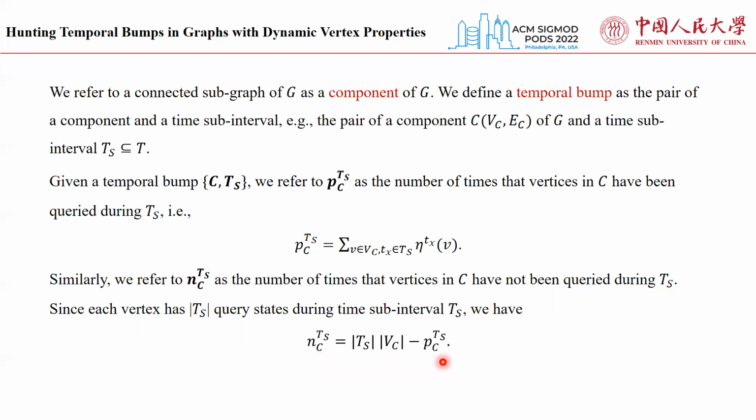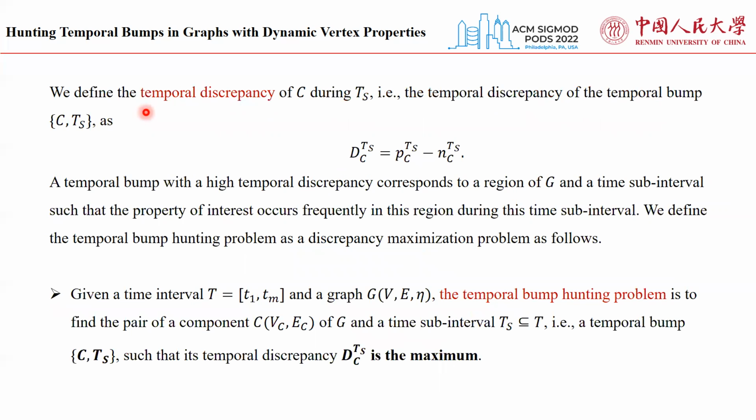Since each vertex has |Ts| query states during time subinterval Ts, we have N(C,Ts) equals |Ts| multiplied by |Vc| minus P(C,Ts). We define the temporal discrepancy of C during Ts, i.e. the temporal discrepancy of the temporal bump (C, Ts), as d(C,Ts) equals P(C,Ts) minus N(C,Ts). A temporal bump with a high temporal discrepancy corresponds to a region of G and a time subinterval, such that the property of interest occurs frequently in this region during this time subinterval.